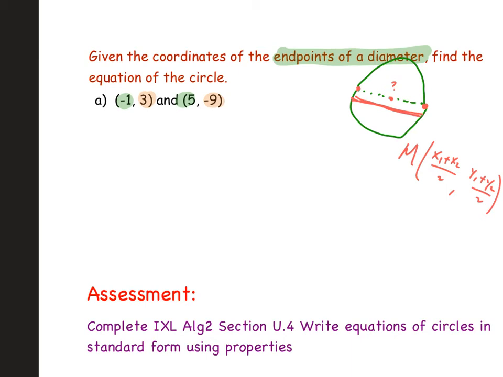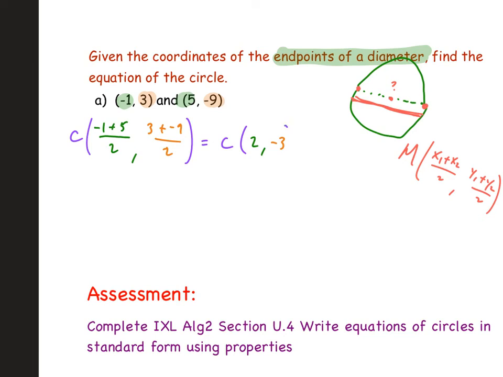I'm going to find the midpoint, or you're going to find the center is another way to think about it. So -1 plus 5. Make sure you're adding here. Over 2, comma, and 3 plus -9 over 2. So -1 plus 5 is 4. 4 divided by 2 is 2. And then 3 plus -9 is -6. -6 divided by 2 is -3.